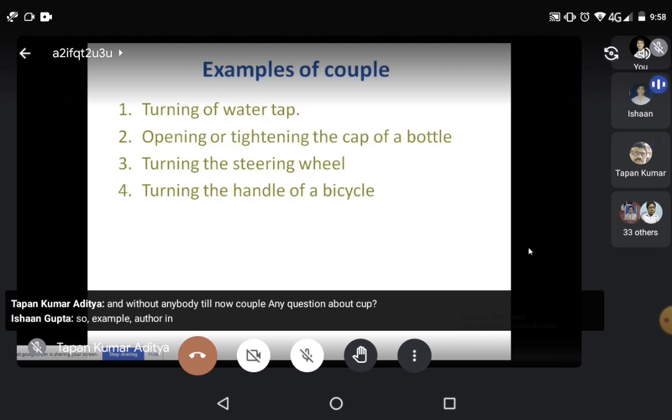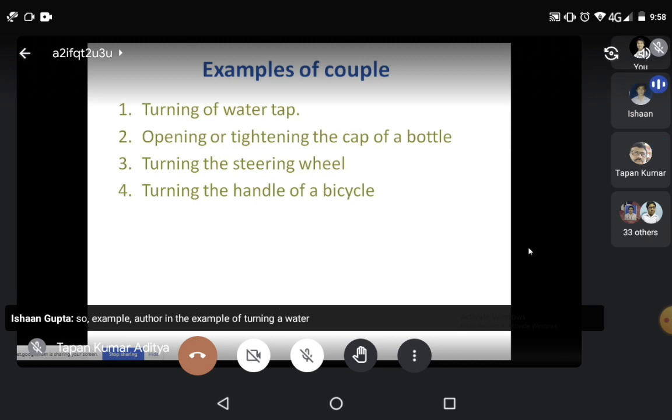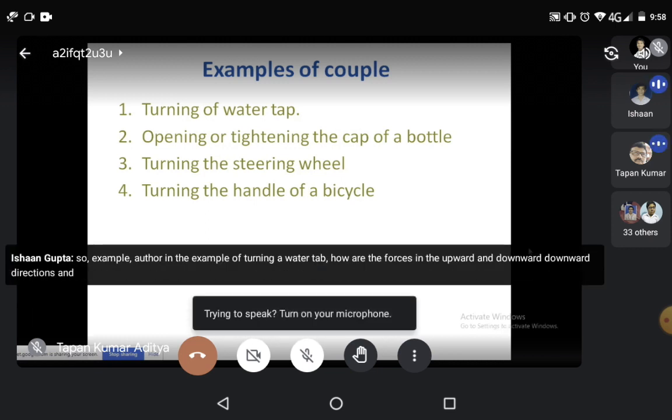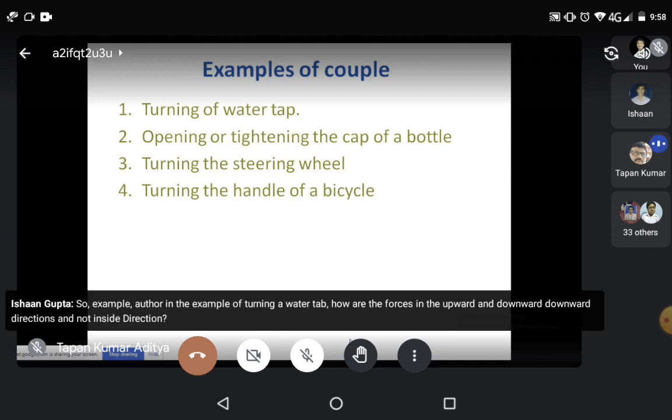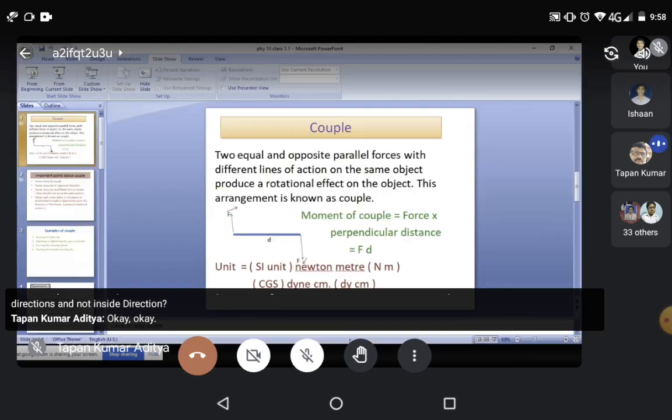Sir, in the example of turning a water tap, how are the forces in the upward and downward directions and not in the sideways direction? Okay, okay.